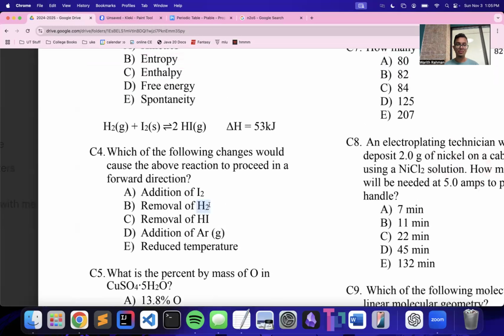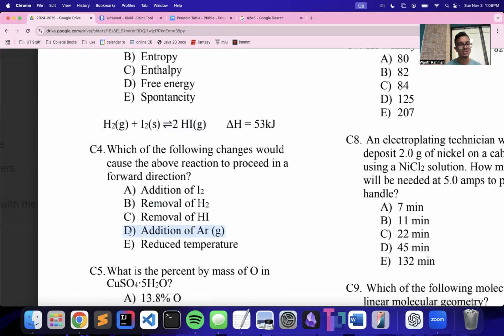Now, if we remove hydrogen gas, we're removing some stuff from this side. So to balance it out, the reaction is going to go in the reverse direction, decreasing some of this HI so we have some hydrogen gas to compensate. If we remove HI, then suddenly we have an imbalance on this side, so we're going to shift in the forward direction. So that makes us think C.